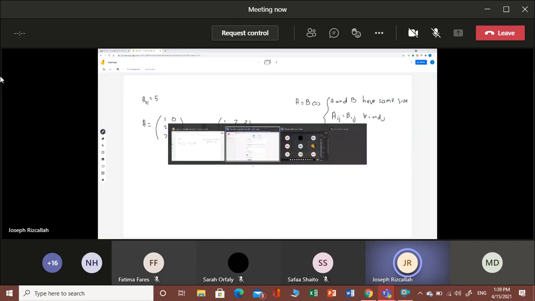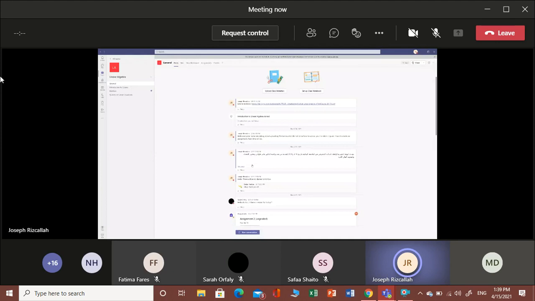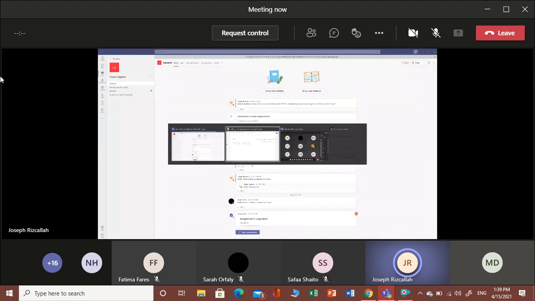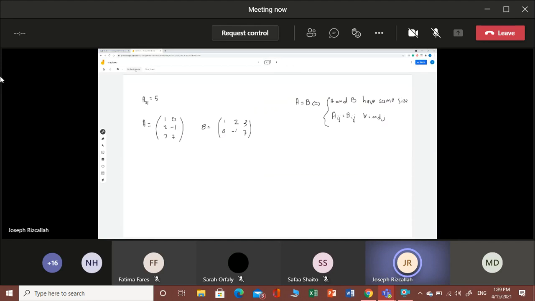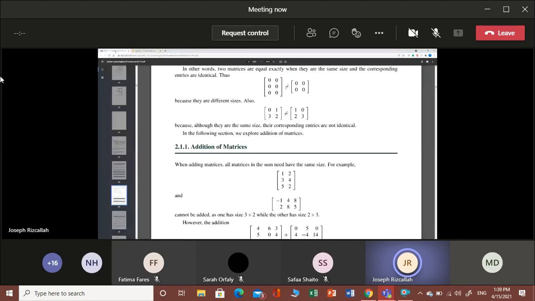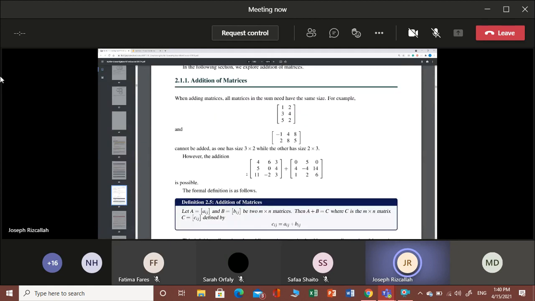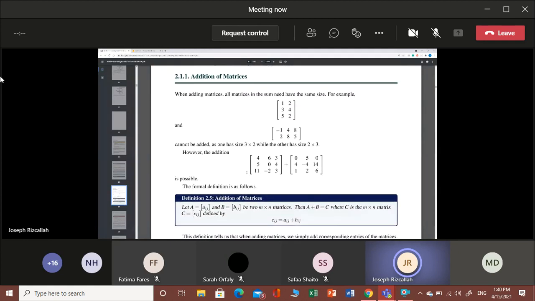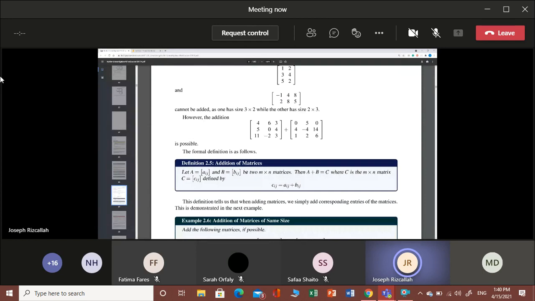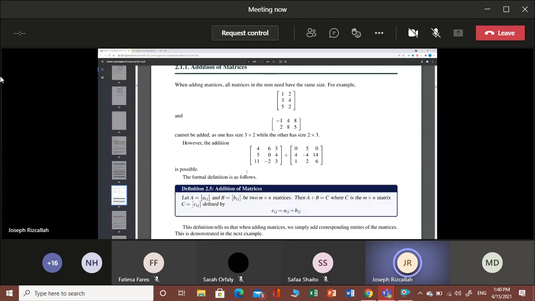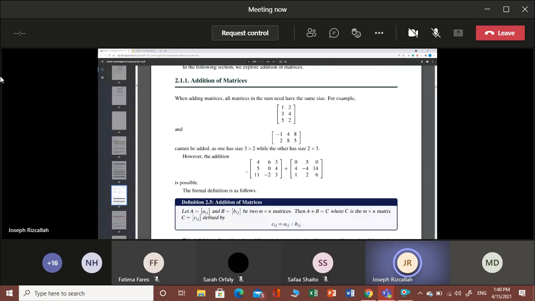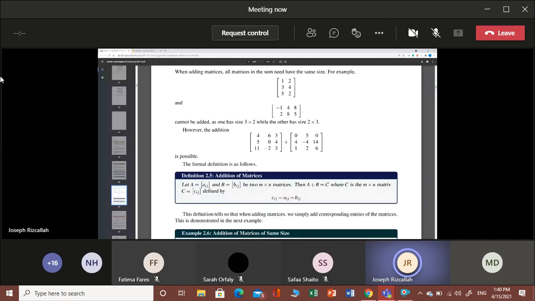And also, we introduced last time the first operation, which was the addition of matrices. We said that if two matrices have the same size, otherwise we can't add them, then the sum of these two matrices is just the sum of the corresponding entries, or as we say sometimes, the sum which is taken entry-wise.